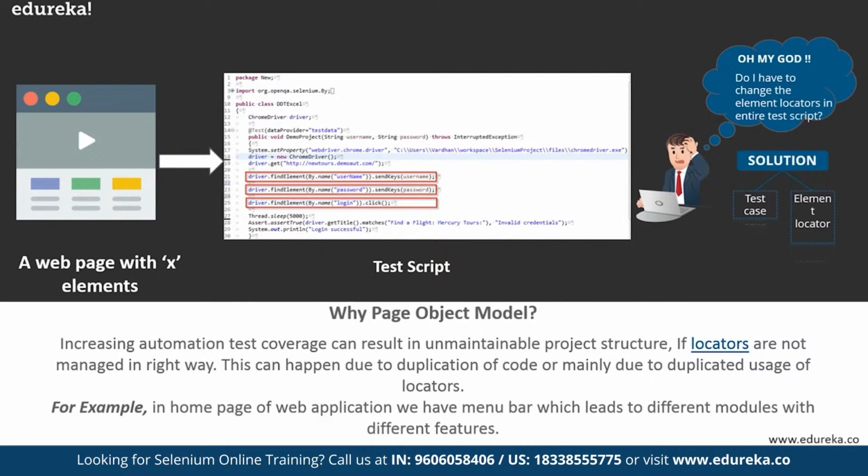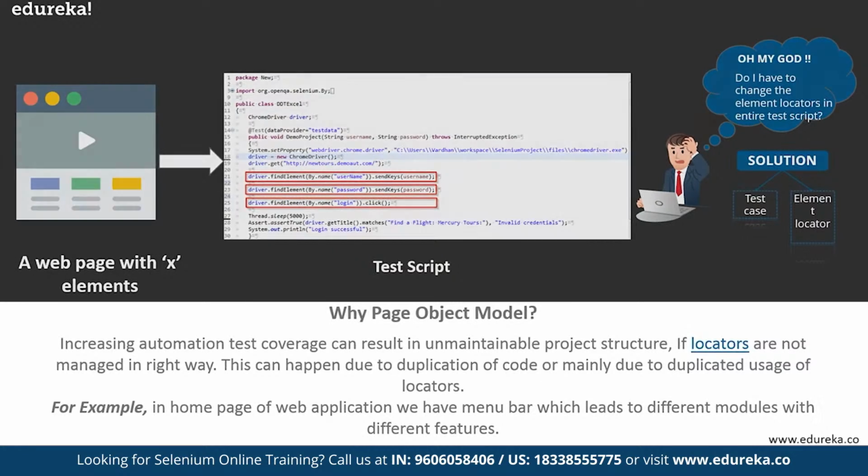So assume that a web page has X elements and you write a test script for that. You might feel it is a cumbersome task to change the element locators in the entire script. Yes, it is, of course. So what is the solution that Page Object Model gives you? It writes the element locators in one class file, and the test case file will be written in another class file. And that is the main motto of the Page Object Model, to help you in updating the code, and that increases the efficiency of the test automation framework. So I hope you understood what is Page Object Model and why do we need it.